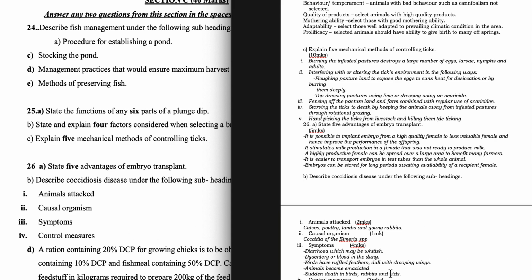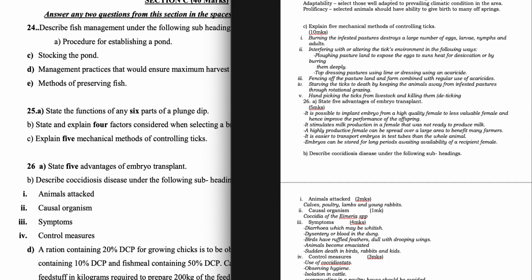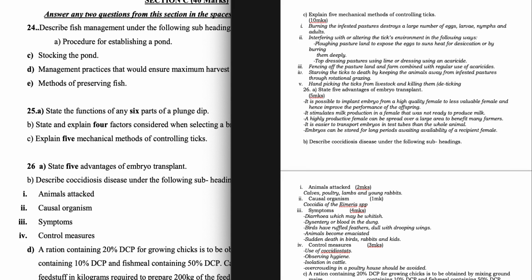4. Control measures is whereby you use coccidiostats, observe hygiene, isolation in cattle, and overcrowding in a poultry house should be avoided.